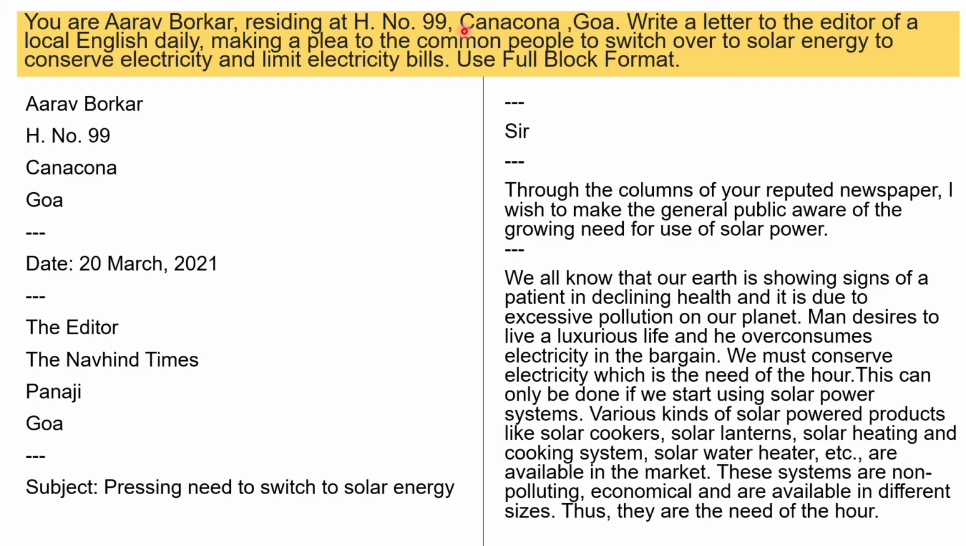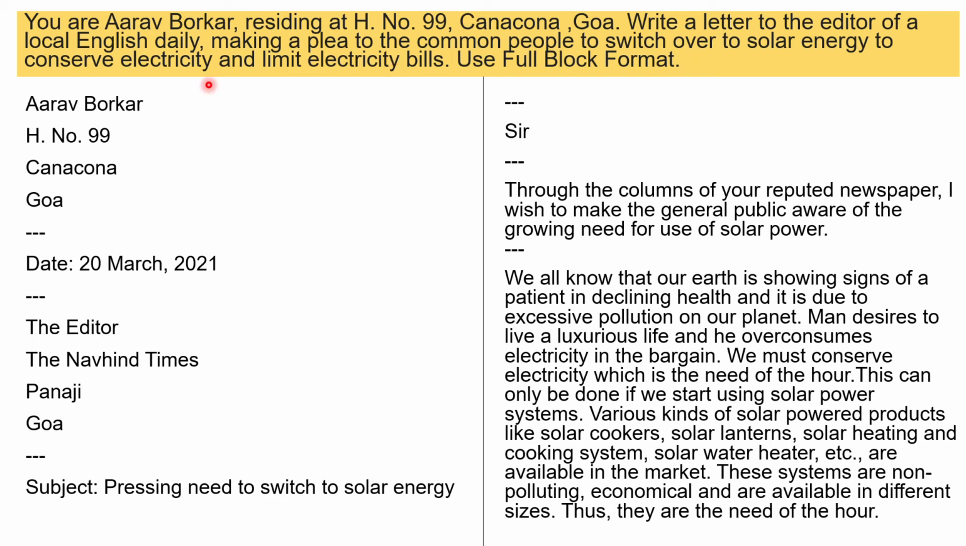Use full block format. You are writing to the editor. Please remember, when you're writing to an editor, the editor is not going to solve your problems. Okay, it is the concerned authority who's going to solve your problems if you're writing about a problem. So you cannot ask the editor to please go and fix the electricity wires, or neither can you ask the editor to reduce crime in your area. Okay, you have to direct your concern to the appropriate authority. But here, this is a simple letter making a plea to the common people. So you're just using the newspaper as your voice.